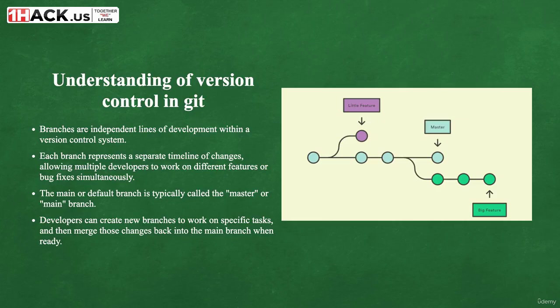Developers can create new branches to work on specific tasks, such as implementing a new feature or fixing a bug. These branches can be named based on the task or feature they represent, making it easier to keep track of the changes. Once the work on a branch is complete, the changes can be merged back into the main branch, integrating the new functionality or bug fix into the main codebase. This allows for a structured and organized development workflow, where different features or bug fixes can be developed and tested independently before being incorporated into the main project. Understanding the concept of branches is crucial for effective collaboration and version control in software development.